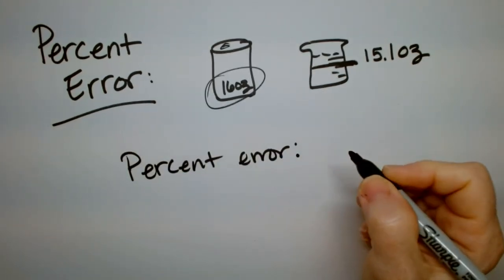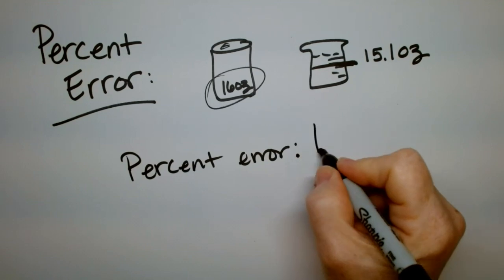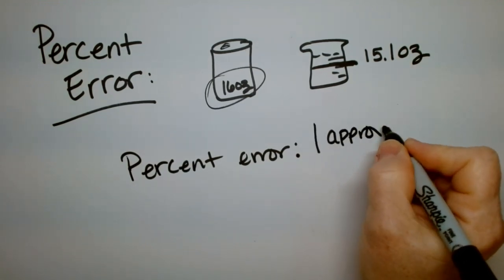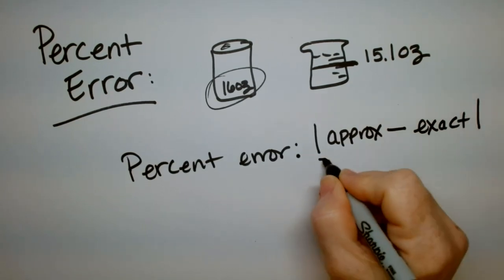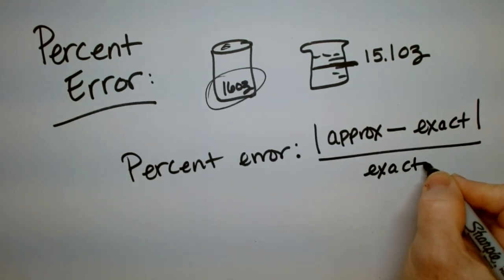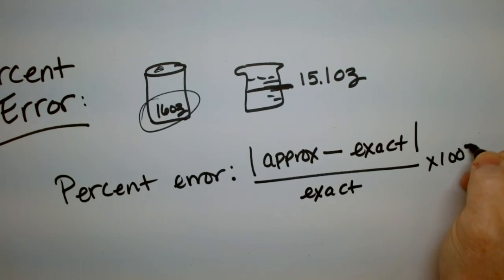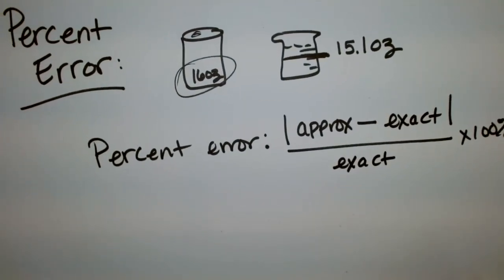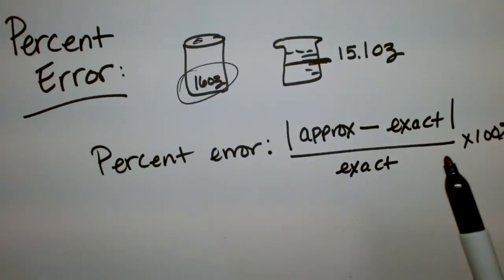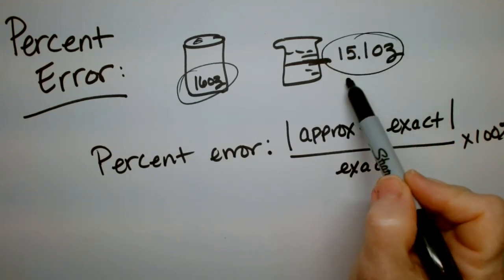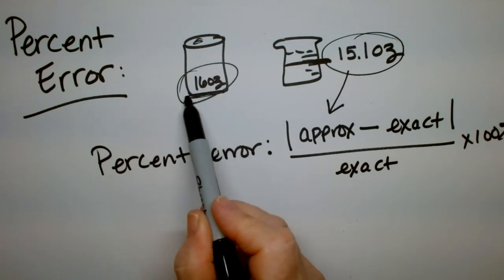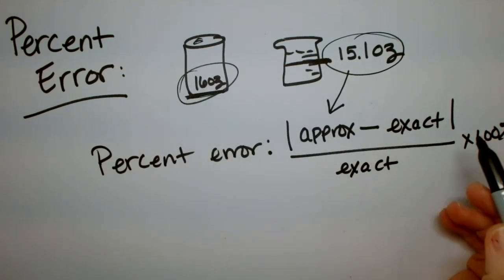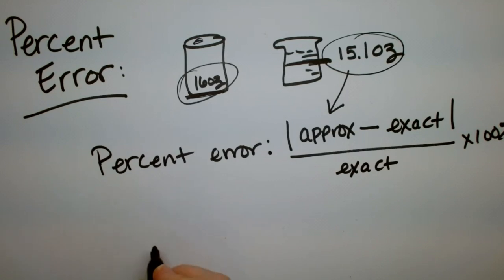It is the approximate minus the exact over the exact, and we multiply it by 100. Okay. What do you mean by approximate and exact? Okay, so the approximate is going to be this number here. The exact is what was printed on the can. This is the target. So this would be percent error.